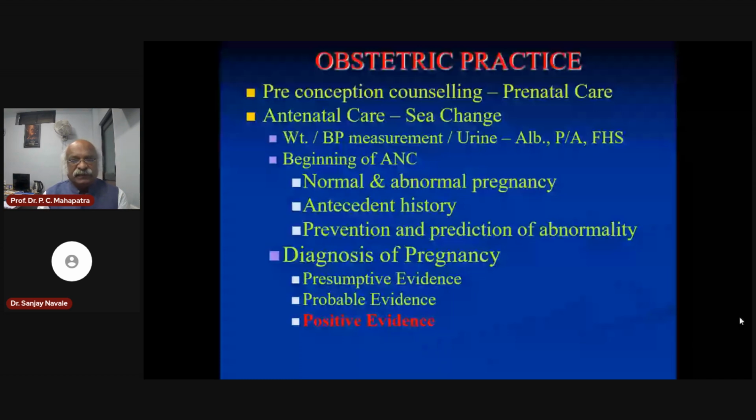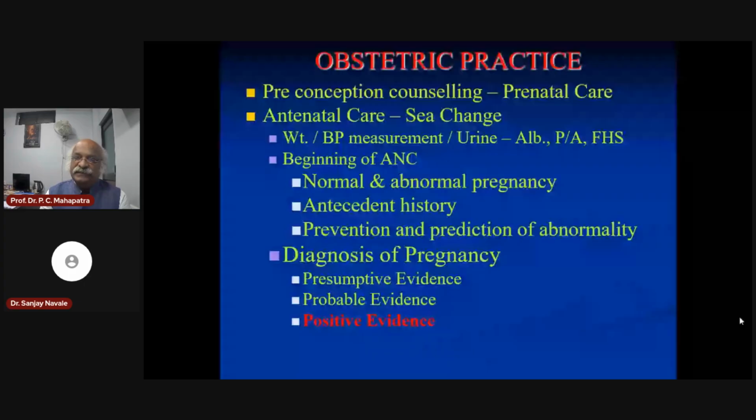Now coming to antenatal care. Antenatal care has seen a sea change. Gone are the days when the concept of antenatal care was only weight, BP measurement, urine albumin, abdominal palpation, the uterine size, and the fetal heart. The fetal compartment at that time was very difficult to rule out. There were no gadgets. The gadgets are improving, the concept is increasing. Therefore, there is a lot of change.